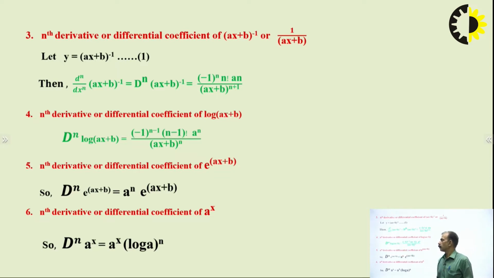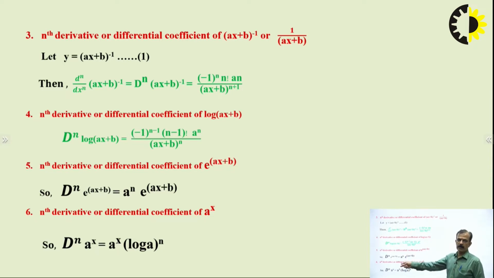In the fourth formula, for finding the nth derivative of log of (ax+b), the value is (-1)^(n-1) into factorial (n-1) into a^n divided by (ax+b)^n. This is the formula for finding the nth derivative of log of ax plus b.